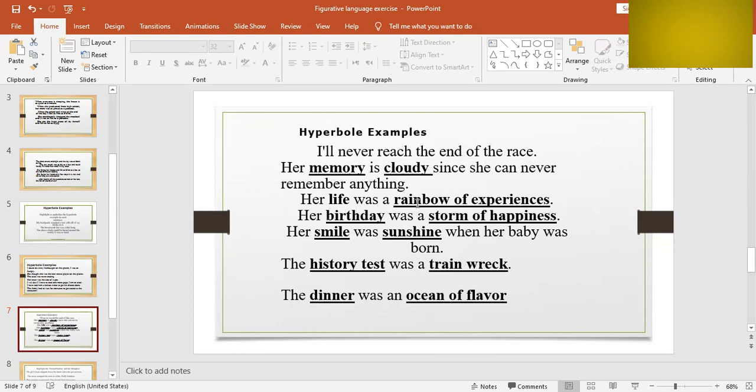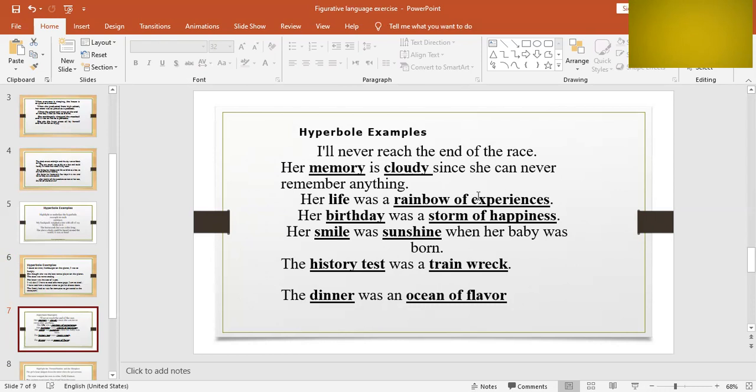Her life was a rainbow of experiences. Rainbow, you see, rainbow means many colors. You see how many colors there are in a rainbow, which appears in the sky on rainy days. So it means her experience was of various fields. But you imagine how big her experience is, how many her experiences are. She's a widely experienced woman.